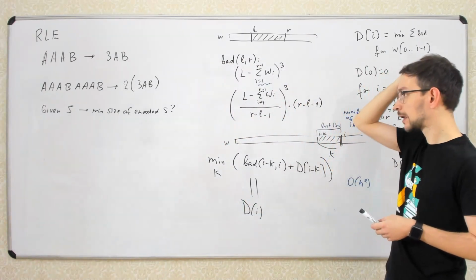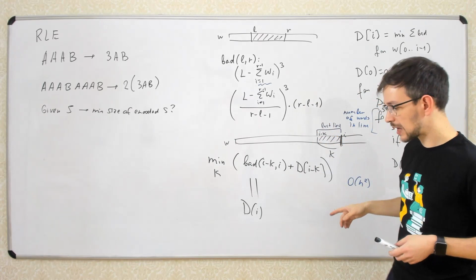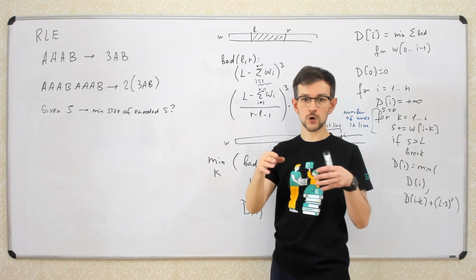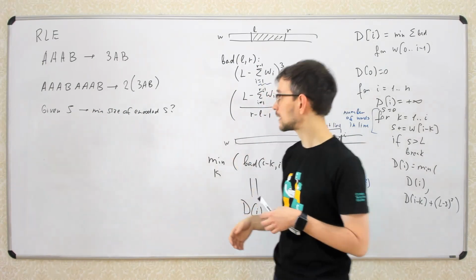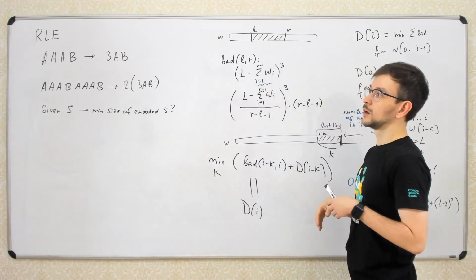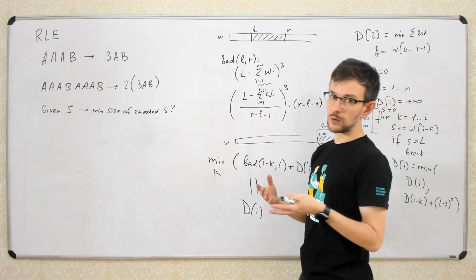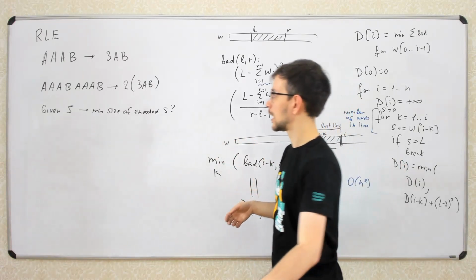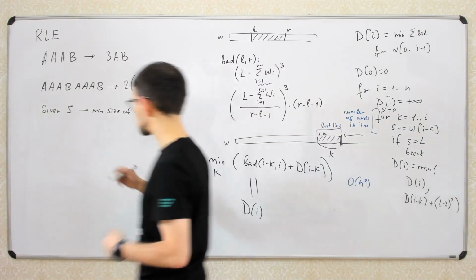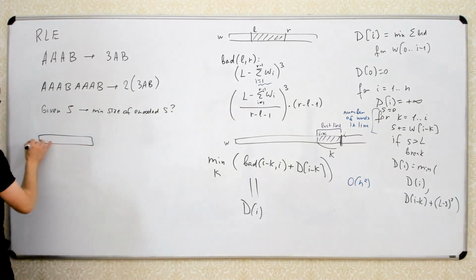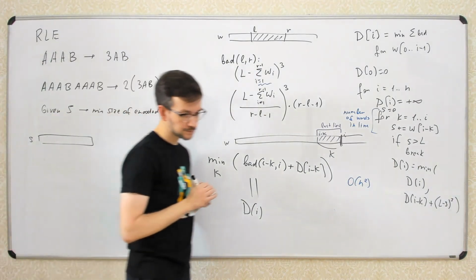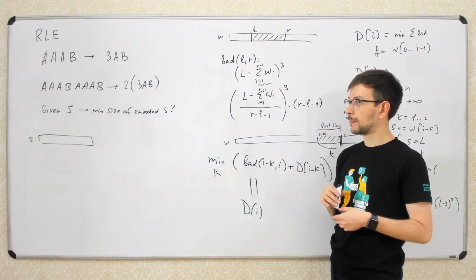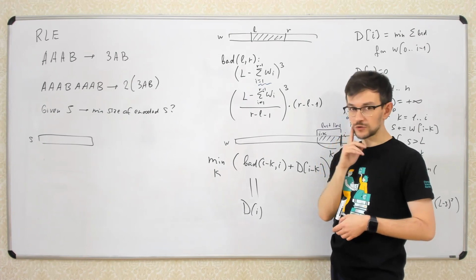So let's go. What I want to do is solve the problem. I was given a string S, and I want to find the optimal way to compress this string. How can I do it? Again, I will do it using dynamic programming. I will try to reduce my problem to the same problem of a smaller size. How to do it? Imagine you have string S. How can we encode the string S?